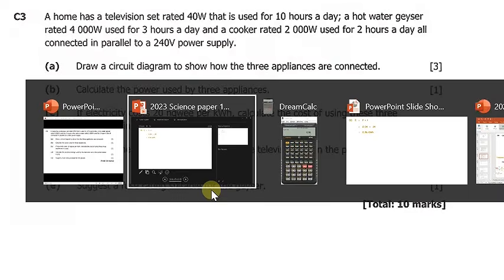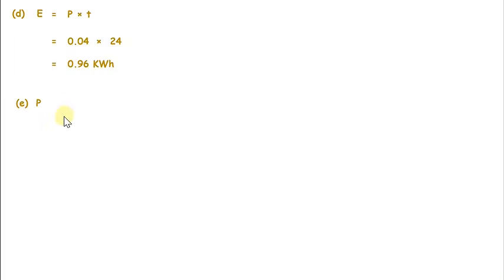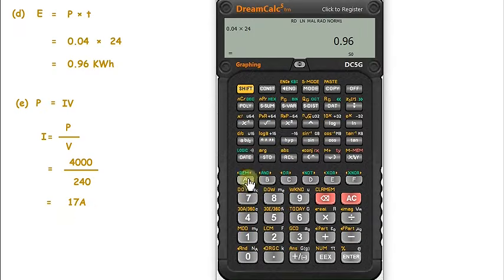So let me just answer it. So first of all, we say power is equal to voltage times current, or current times voltage. So we make current the subject of the formula, power over voltage. Then we know that the power for the geyser is 4,000 watts over the voltage, which is 240. When we divide this, we get 17 amps. I just rounded it off. I got something like 16.7, so I rounded it off to 17.